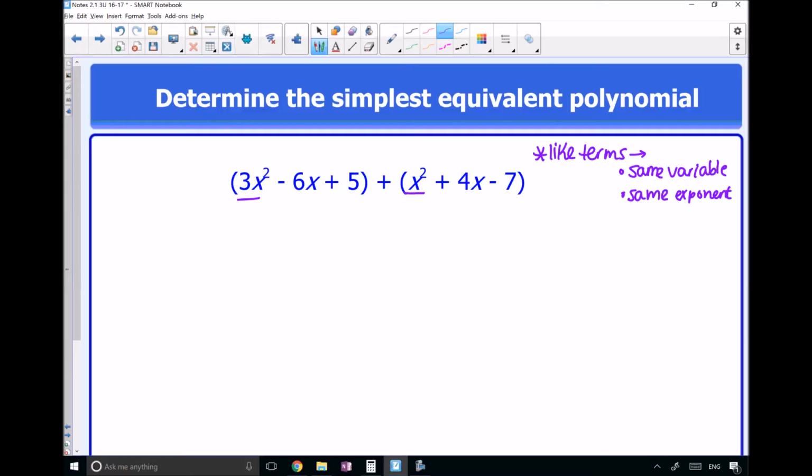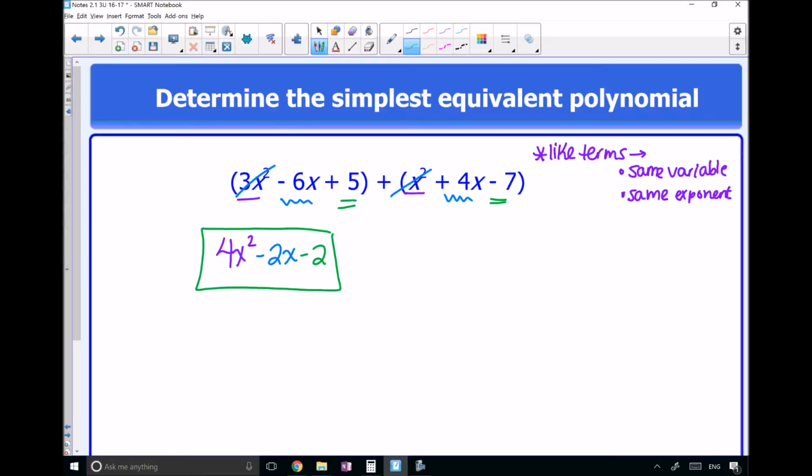So if I have 3x squared and 1x squared, when I put them together, I get 4x squared. And then I also have, and I like to cross them off when I'm done so I don't get them mixed up with each other, negative 6x and positive 4x. When I add negative 6 and positive 4 together, I get negative 2, so I get negative 2x. And then I've got 5 will combine with negative 7, because they don't have any variables at all, they're constants, they're like terms, and 5 minus 7 is negative 2. Then I need to make sure my answer is in descending order, and then I'm all set for this question. That's my answer.